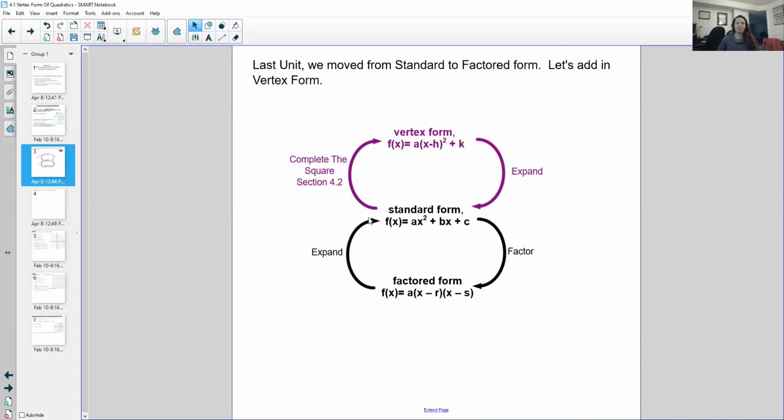Tomorrow, we're going to look at how to get all the way back up. It's going to be completing the square. You might remember it from grade 10, so we're just going to spend tomorrow reviewing something from grade 10. But today, we are just expanding and simplifying to get to our standard form.